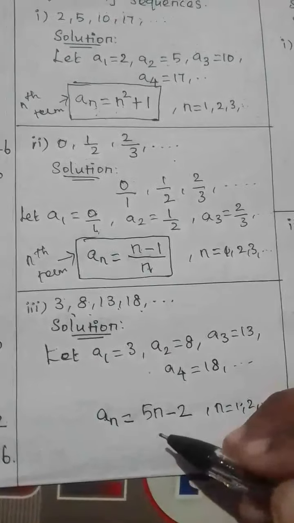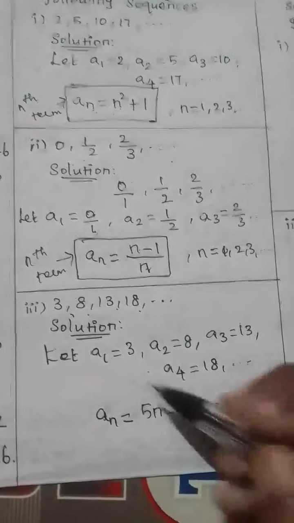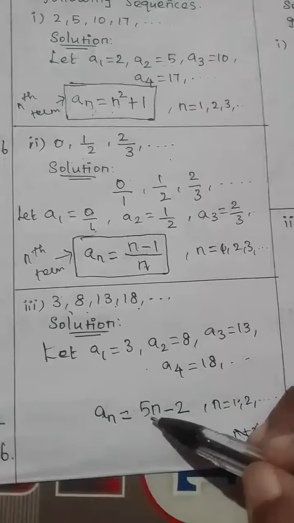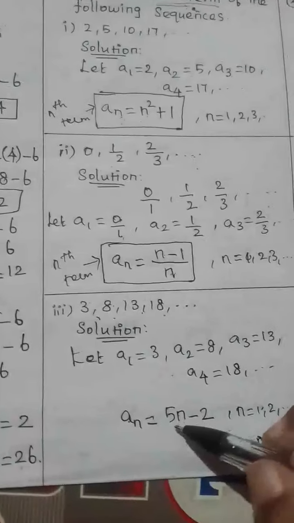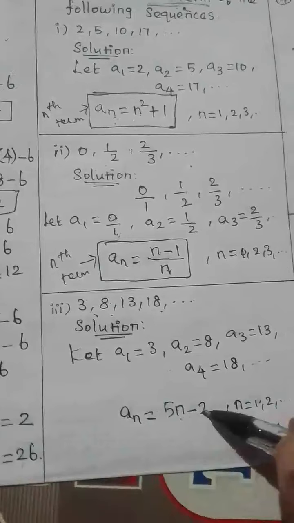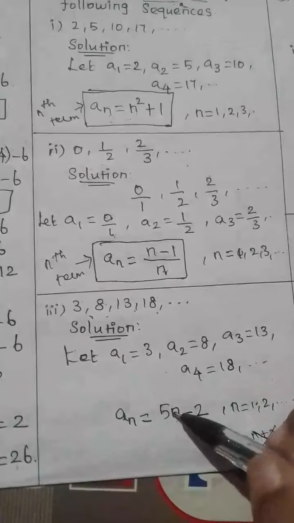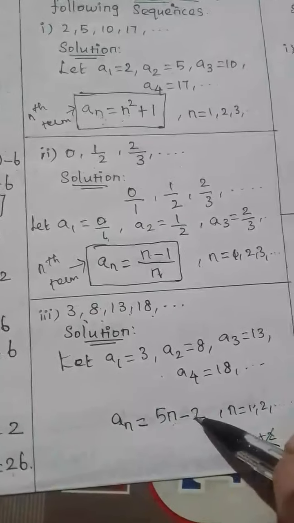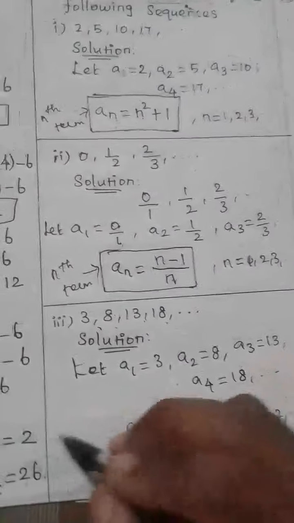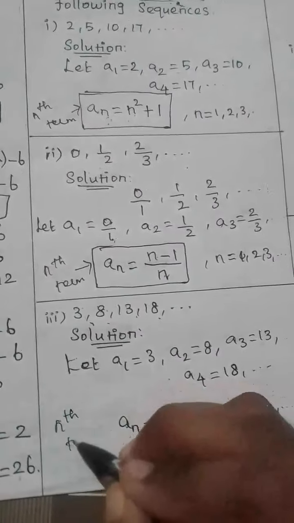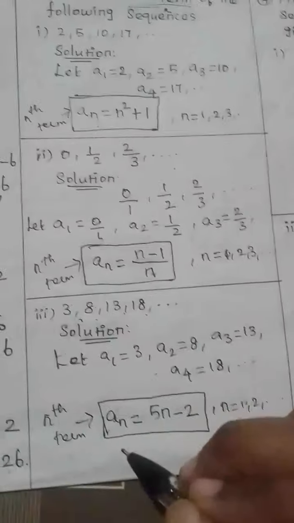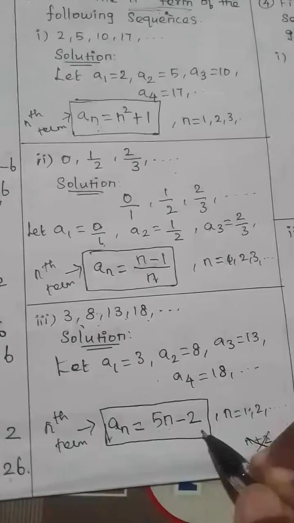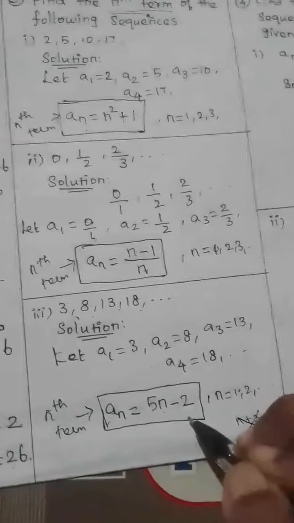So 5 into 1 minus 2 is 3. The second term is 5 into 2, which is 10, and 10 minus 2 is 8. The third term is 5 into 3, 15, and 15 minus 2 is 13. The fourth term is 5 into 4, 20, and 20 minus 2 is 18. So this nth term is suitable for all the terms in the sequence. So our nth term is an equal to 5n minus 2. Thank you, students.